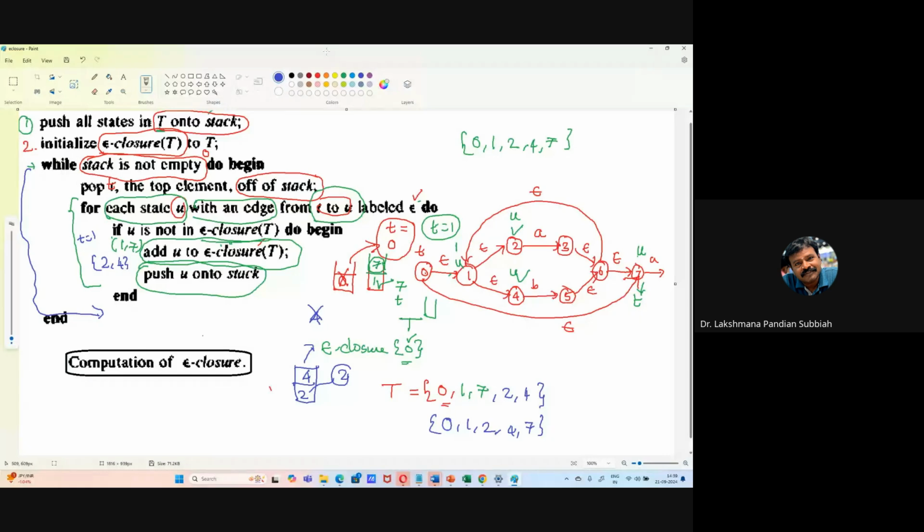Now this algorithm can be implemented by a program. Can you understand now? If any of you have doubts, please ask me. You can unmute yourself and ask your question.